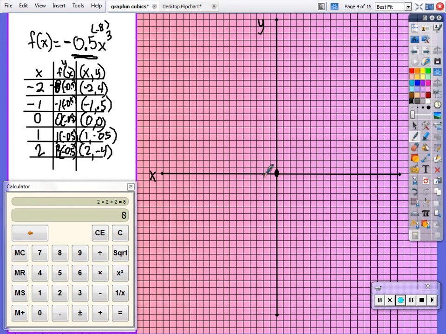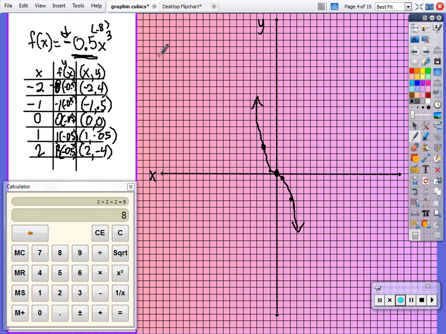So negative 2 down 4, up 4, sorry, because this is negative, it's going to be dropping down from this direction. So 2 up 4, 1 up a half, 0, 0, 1 down a half, 2 down 1, 2, 3, 4. And you'll see that that's stretching it out quite a bit. And it flattens out almost right there and then comes down like that. So you'll see that the end behaviors of this are different, okay?